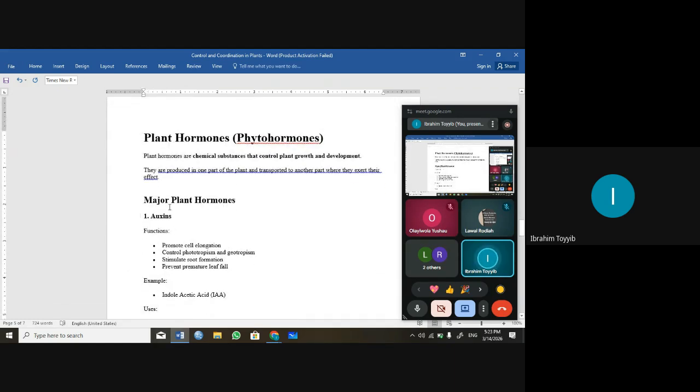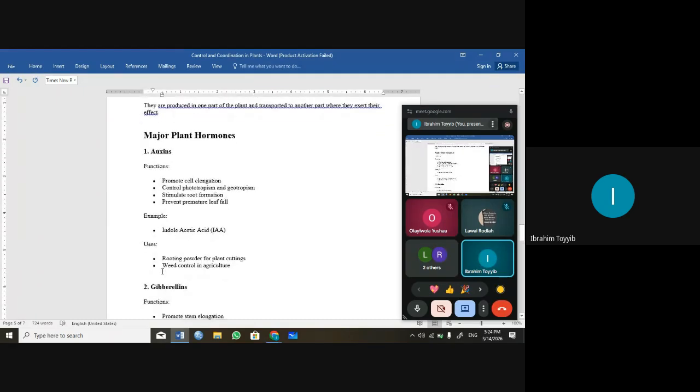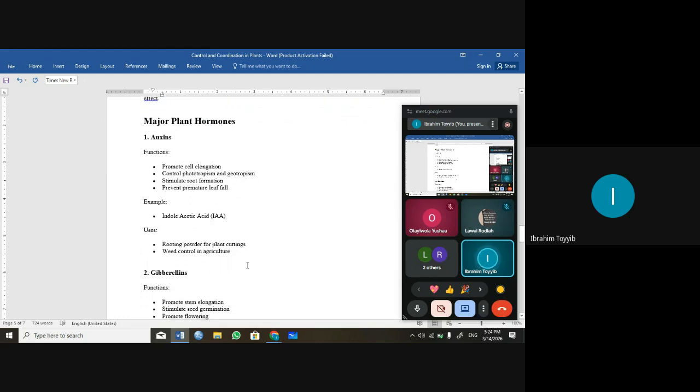The major plant hormones. The first one is auxins. The function of auxin is that it promotes cell elongation. It controls phototropism and geotropism. It stimulates root formation and prevents premature leaf fall. An example of auxin is the IAA hormone, indole acetic acid. This is a chemical used as a rooting powder for plant cuttings, and for control in agriculture. So auxin promotes cell elongation.